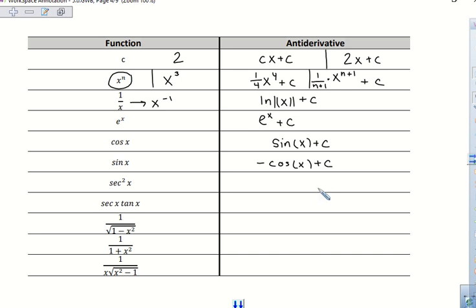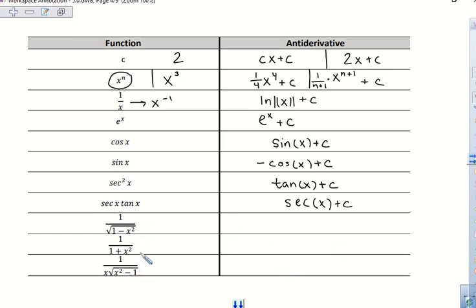What is the derivative of tan? Secant squared. So the antiderivative of secant squared is tan. This is one you probably don't remember from your yellow sheet. The derivative of secant is secant times tan. So, of course, the antiderivative of secant times tan is secant, plus c. Plus c, very good.